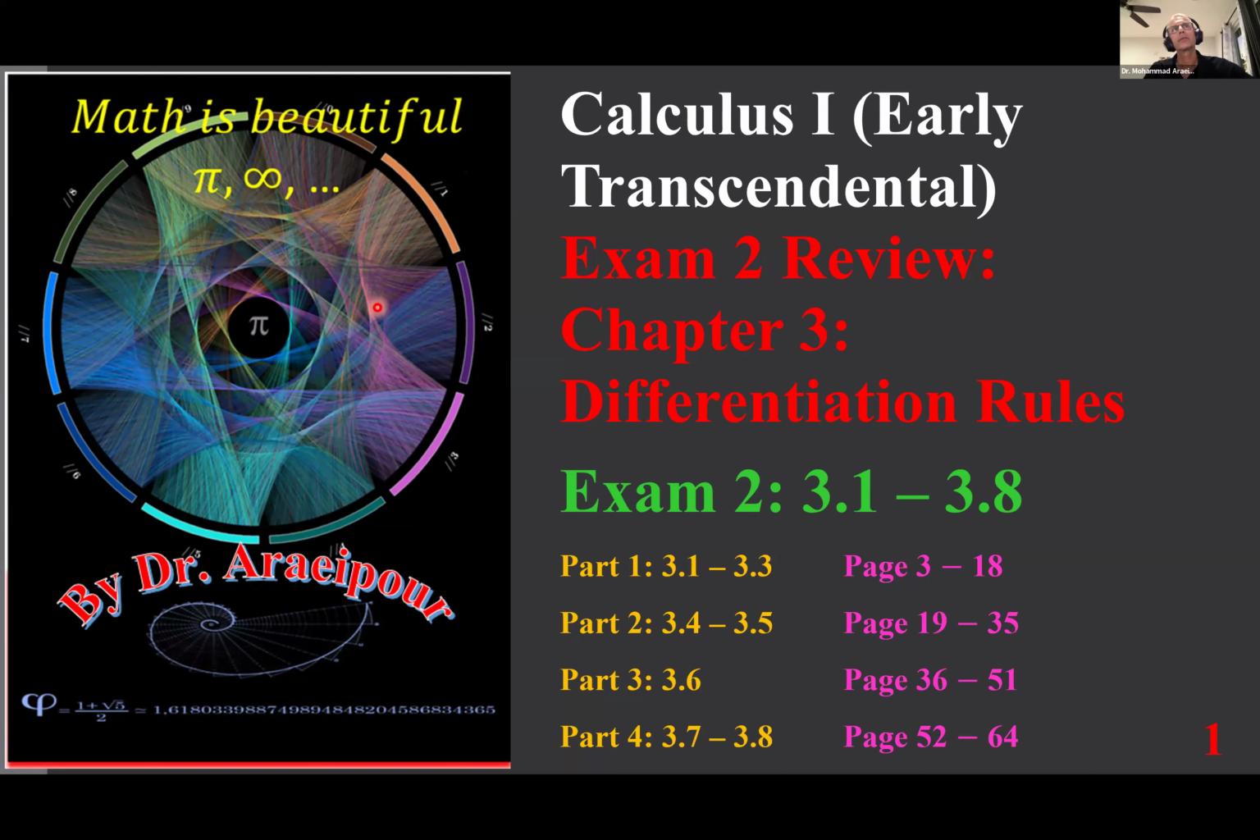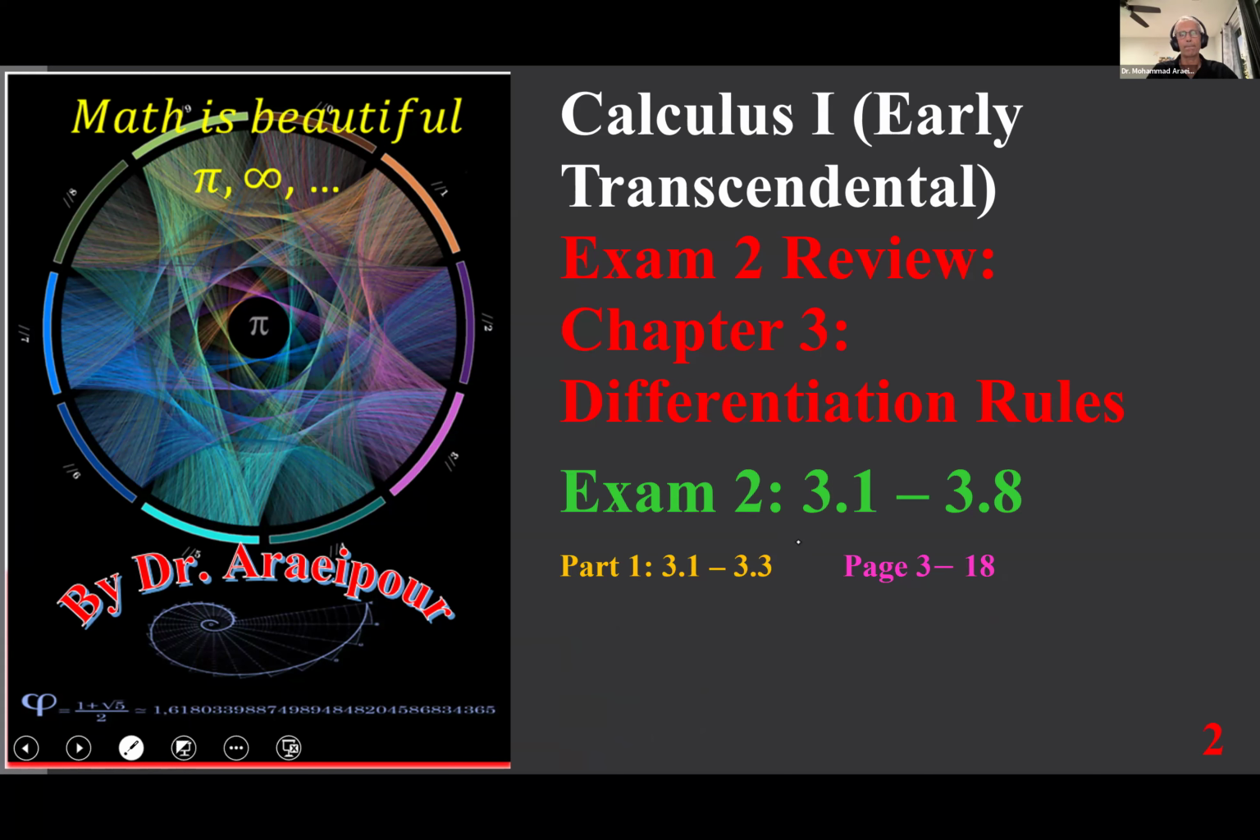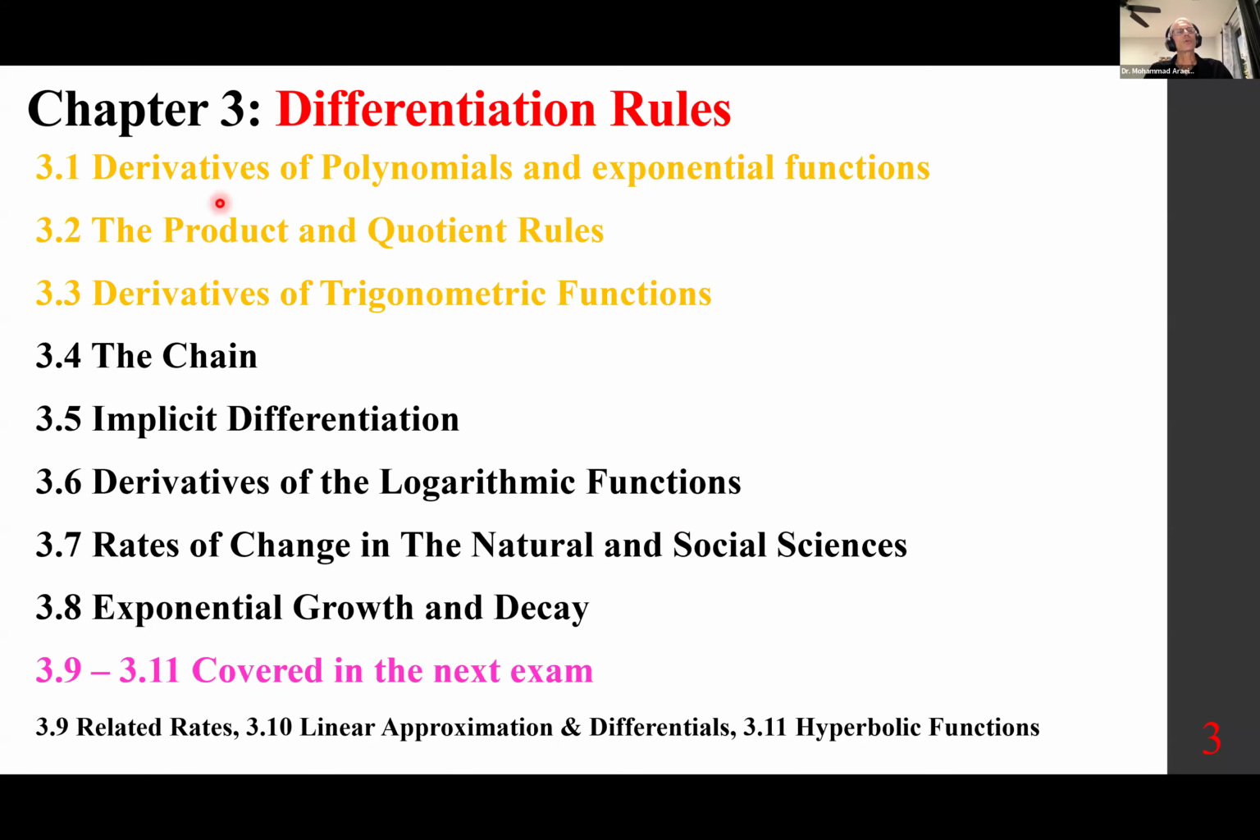Good evening, class. We are looking at exam 2 review, covering from section 3.1 to 3.8, ultimately most of chapter 3. The first part, we're going to cover the first three sections, 3.1 to 3.3. So chapter 3, differentiation rules: 3.1, derivatives of polynomial and exponential functions; 3.2, the product and quotient rules; 3.3, derivatives of trigonometric functions. This is the part that we are going to cover for now.